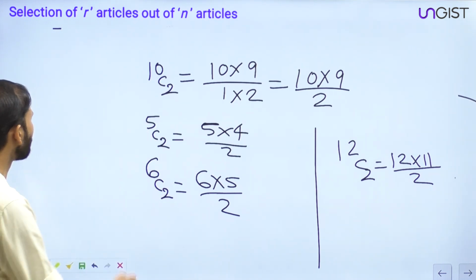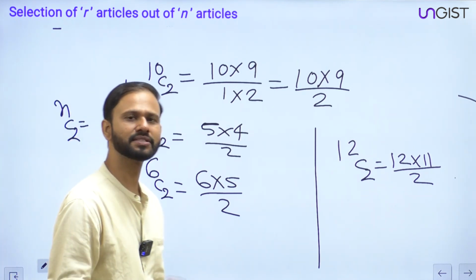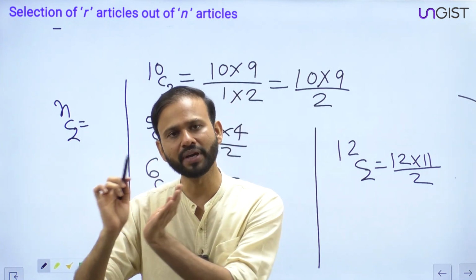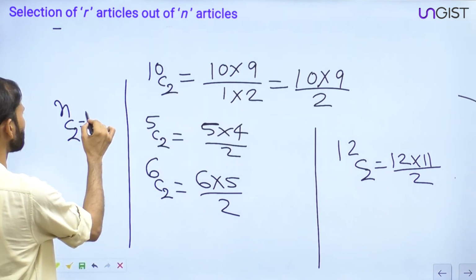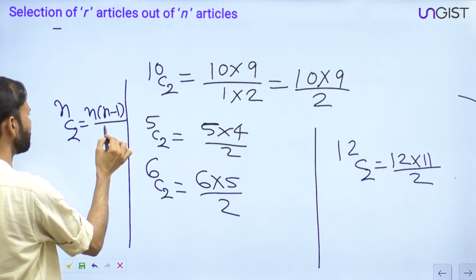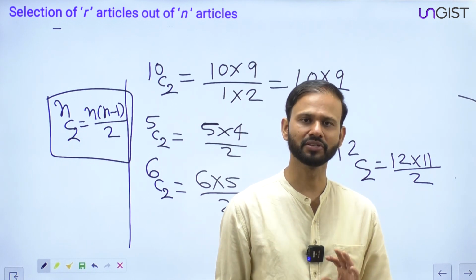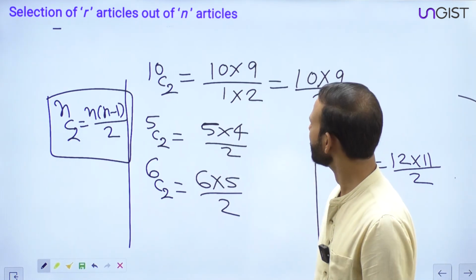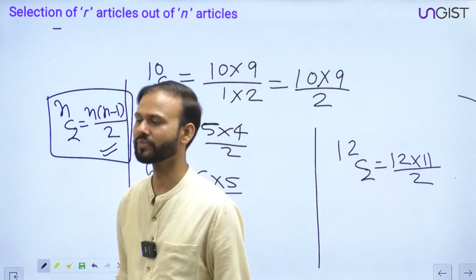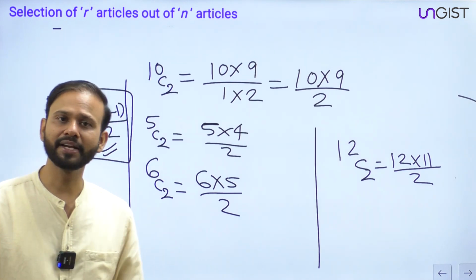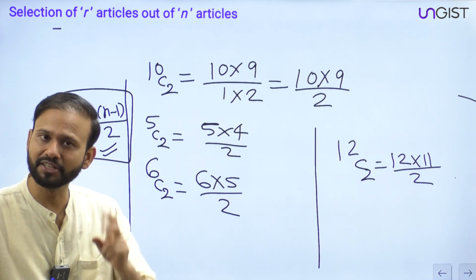Now everyone, NC2 will be what? NC2 will be N into N minus 1 divided by 2. Yes or no? Clear? Now, you have studied N into N minus 1 divided by 2 in the last class also. Where have you studied it? You have studied it in 2 cases.